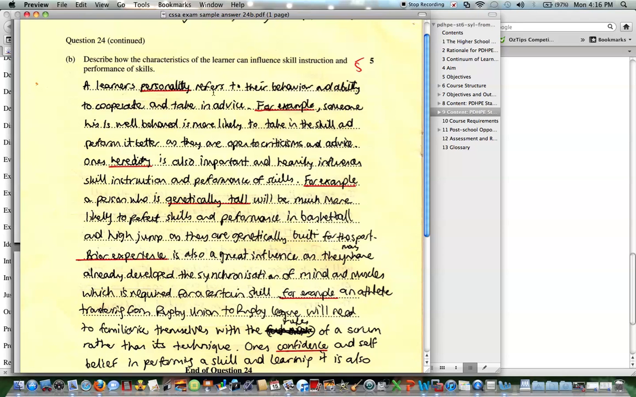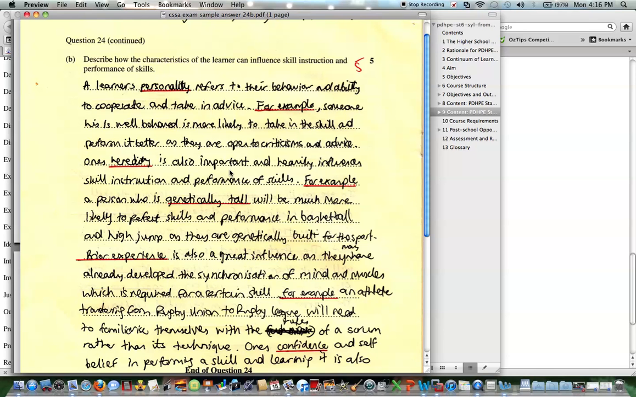So a learner's personality refers to their behaviour and ability to cooperate and take in advice. For example, someone who is well behaved is more likely to take in the skill and perform it better as they are open to criticism and advice. So it shows the impact. It says what it is, gives the example to support it, and shows how this type of characteristic is going to influence skill instruction and performance. That's the difference there. It's also very clear. It's a clear, logical response with the underlining, which is something I work hard on for students.